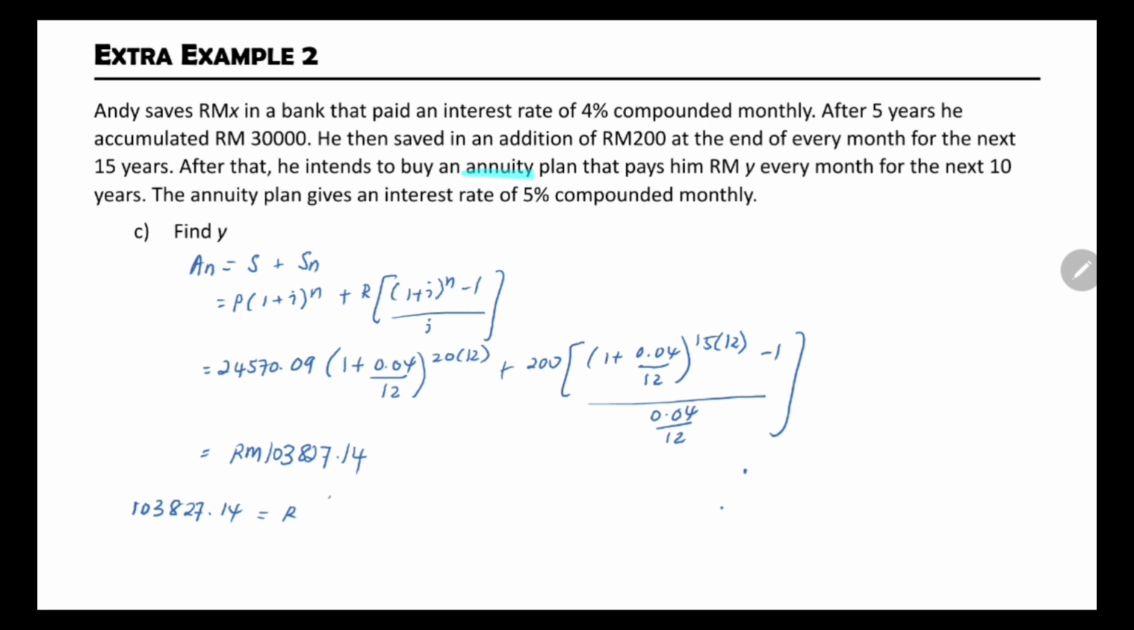So this is the amount of annuity, and then we look for our annuity AN, 103,827.14. R is what we're looking for. 1 minus (1 plus the new J, which is 5%, so 0.05 divided by 12) power of negative 10 years times 12, over 0.05 over 12. R equal to RM 1,125.